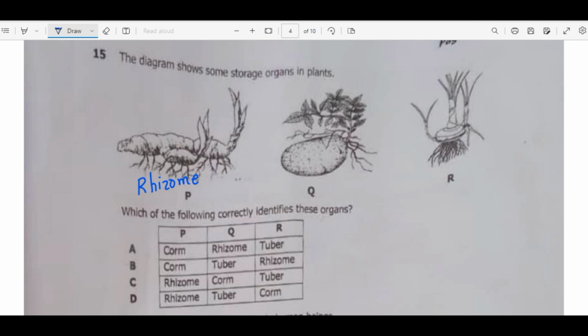Then for Q, we have a tuber. Then for this one, we have a corm. Okay, so the answer is just D. We can see that in D, P is a rhizome, Q, tuber, R, corm.